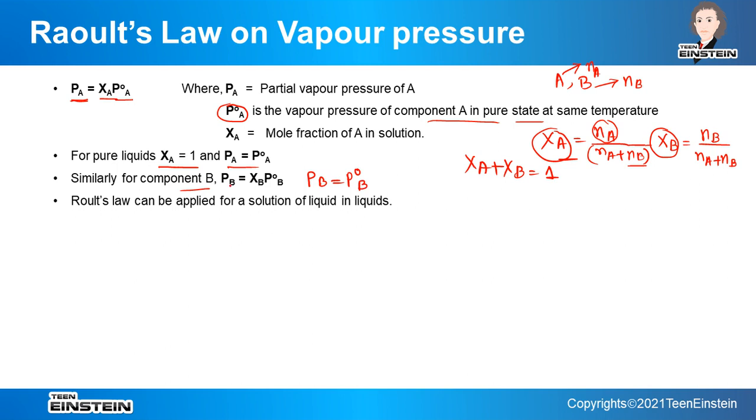But when it is a solution, we have just seen this expression. Similarly, for component B, it will be equal to the mole fraction of B multiplied by the vapor pressure of component B when it is in pure state, that is P naught B. P naught A is the vapor pressure of component A in pure state. Similarly, P naught B is the vapor pressure of component B in pure state. All the discussion that we are doing here is for liquid in liquid. So Raoult's law can also be applied for a solution of liquid in liquid.